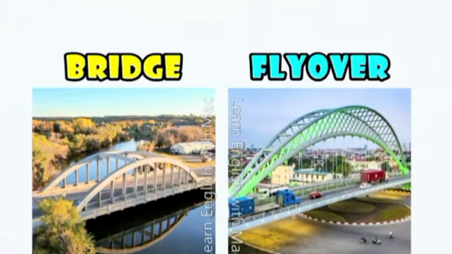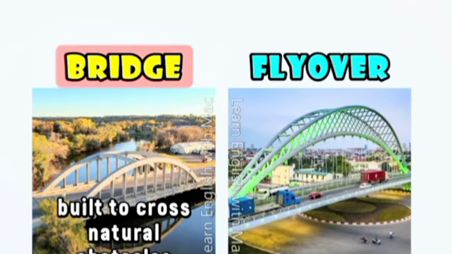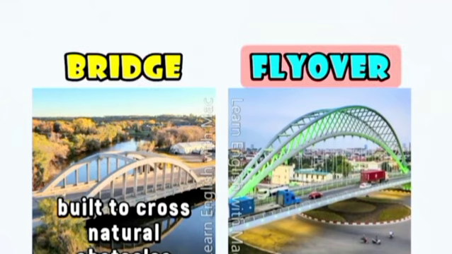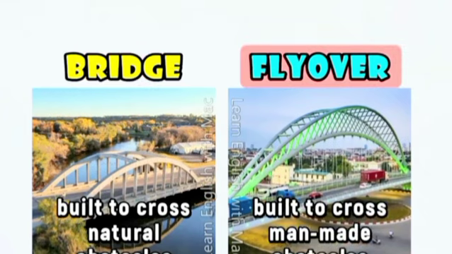This is a bridge, and this is a flyover. What's the difference? A bridge is built to cross natural obstacles, like rivers, the sea, or valleys, whereas a flyover is built to cross man-made obstacles, like roads or railways.